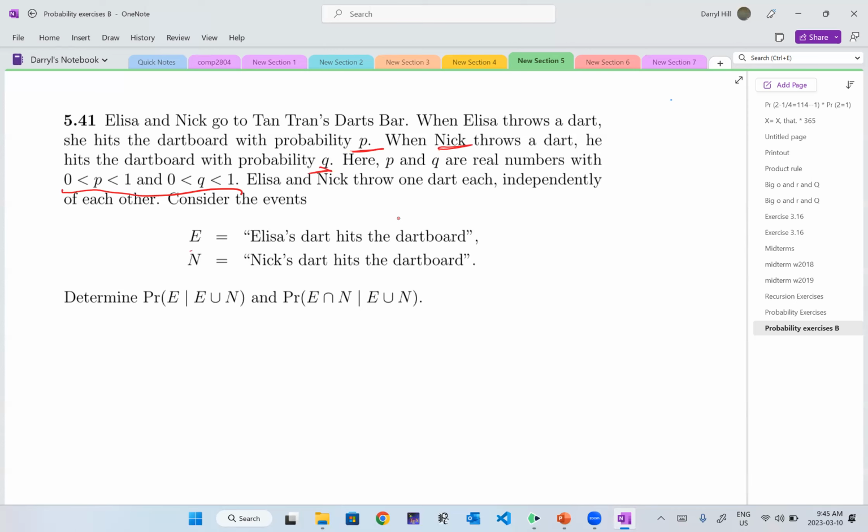And then we have two events. Event E is Eliza's dart hits the dartboard, and N is that Nick's dart hits the dartboard. So we have probability of E is equal to P, and the probability of N is equal to Q.